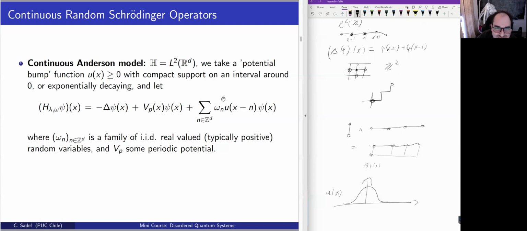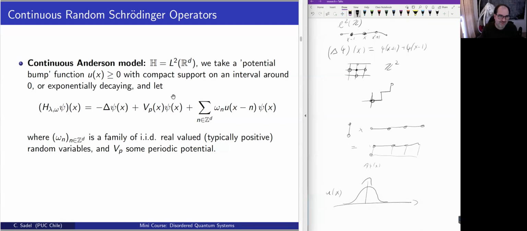And you multiply this potential bump by some random variable omega n, and these omega n's are a family of IID real valued random variables. Okay, and you may add some periodic potential, and then you have a continuous Anderson model. This is what I want to call this.